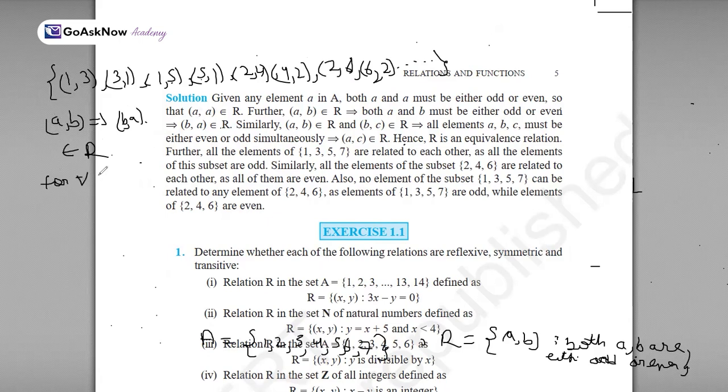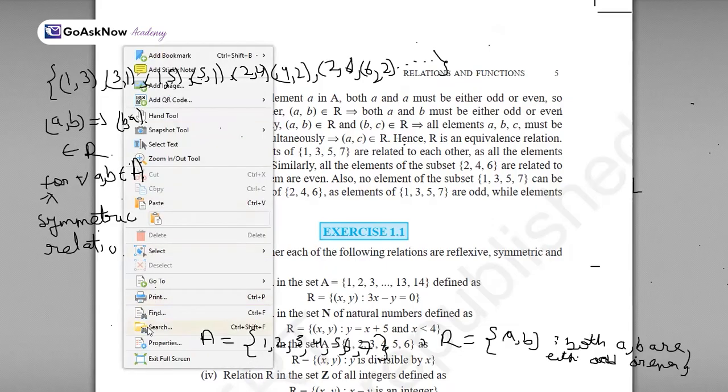for every (a, b) belonging to A. So yes, this is the statement for a symmetric relation. So this relation is also a symmetric relation. Okay. Till now we have got that the relation is reflexive and also symmetric. Now we will see whether it is transitive or not. Okay. So I will erase this part and then try to prove whether it is transitive or not.